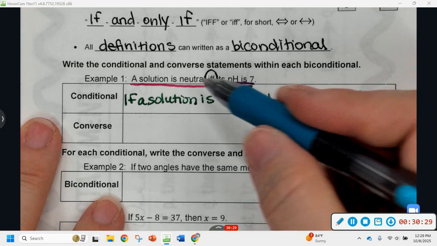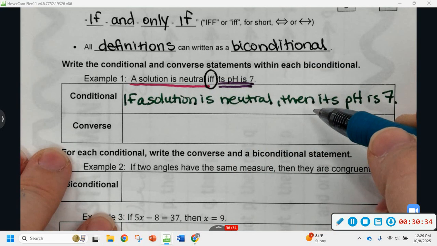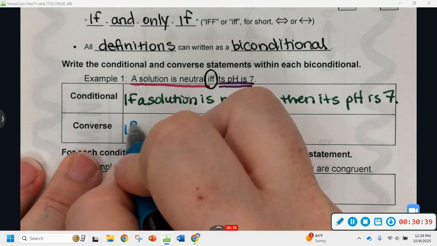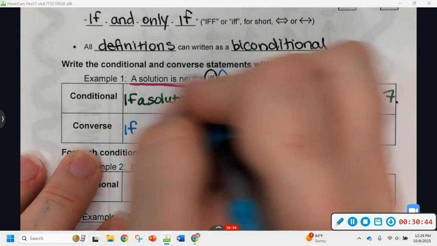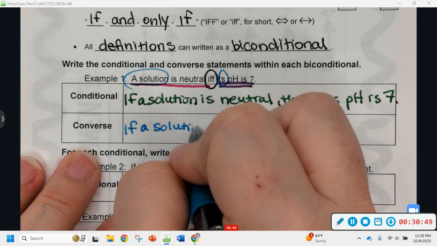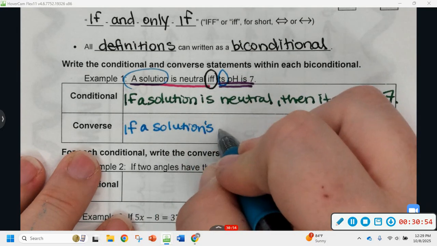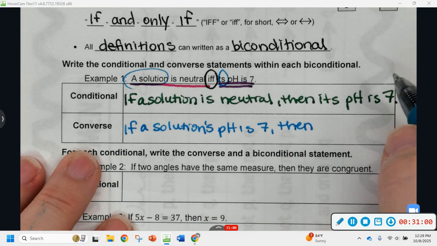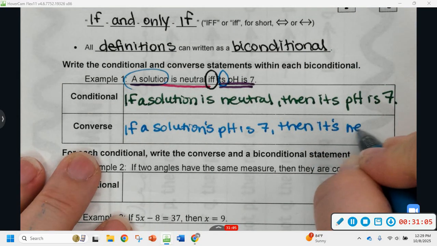We want to take that biconditional and split it back up to the original if-then format. And then we take our converse, and that's where you flip it. So if, and what are we talking about? What is its? It is the solution. So if a solution's pH is 7, then what? Then it's neutral.